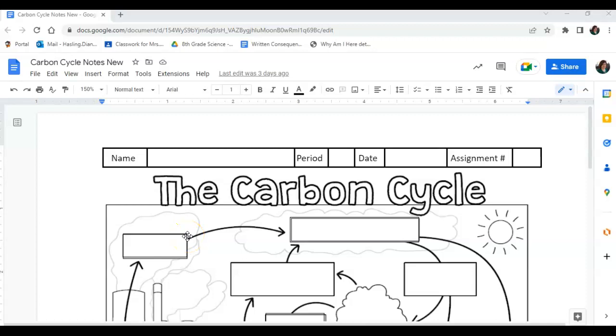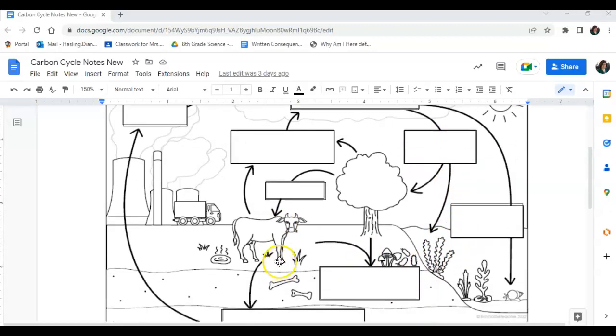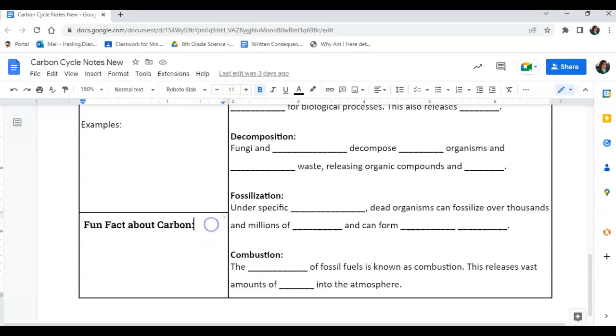Okay, so here we are talking about the carbon cycle. The carbon cycle is a very important cycle of matter in science, and we're going to talk about the process of how carbon moves throughout everything that we have on our planet. We're going to be filling in the diagram in a minute, but I want to start with, at the bottom, our fun fact about carbon.